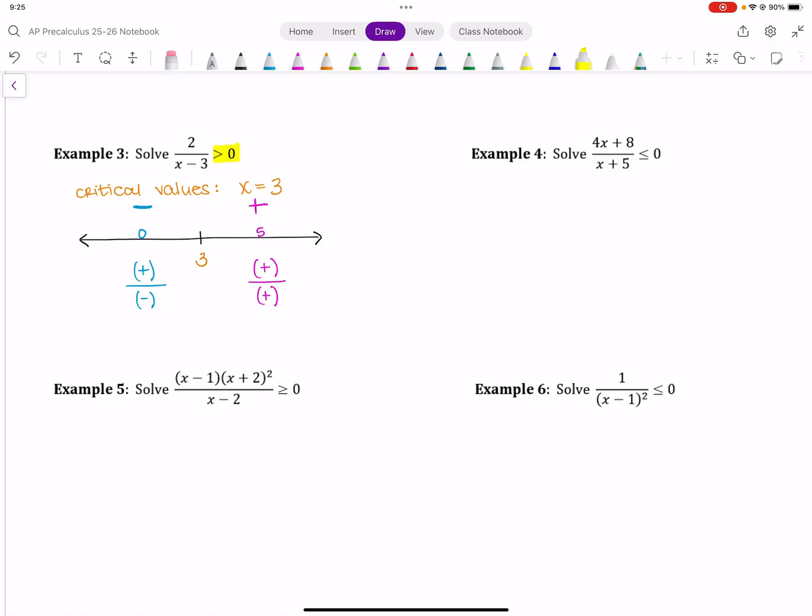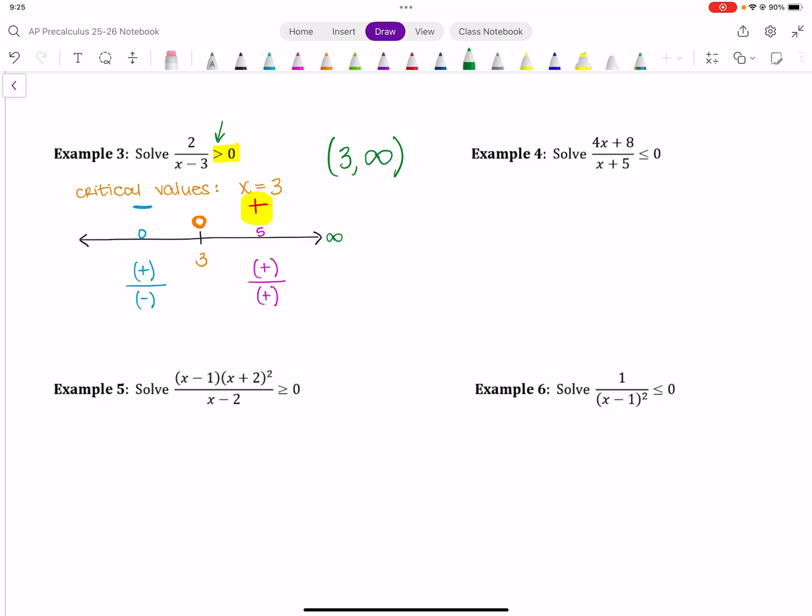And since we are looking for greater than 0, we do want that right interval, and we cannot include our critical value from our denominator. And even though we can't include it, we wouldn't want to because we're not looking at equal to 0. So our interval would be 3 to infinity because we're going from 3 to the right all the way to infinity. That side of our graph is above the x-axis.